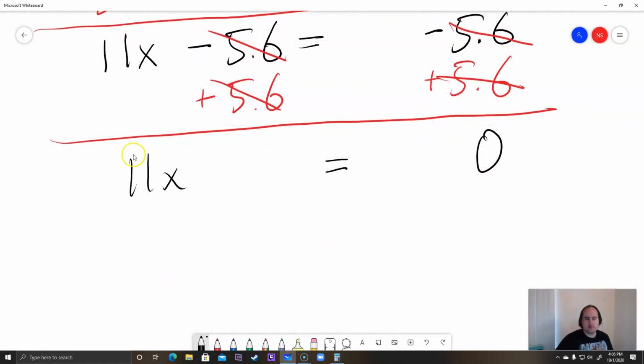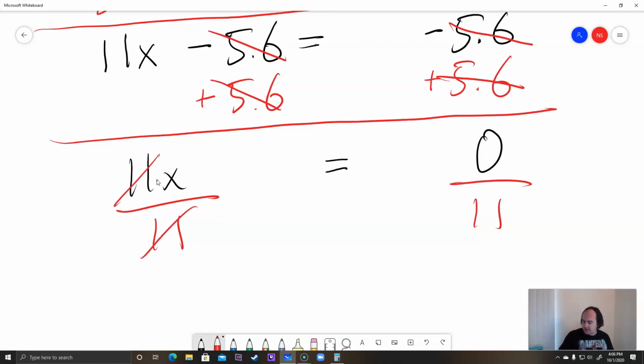Okay, and then to finish isolating x, we need to get rid of the 11. And since it's 11x, that means 11 times x. So the reverse of multiplying by 11 is dividing by 11. So we're going to divide both sides by 11. Okay, and that gets rid of the 11 on the left side. So we get x equals 0 divided by 11. Remember that 0 divided by any non-zero number is 0. So our answer is x equals 0.